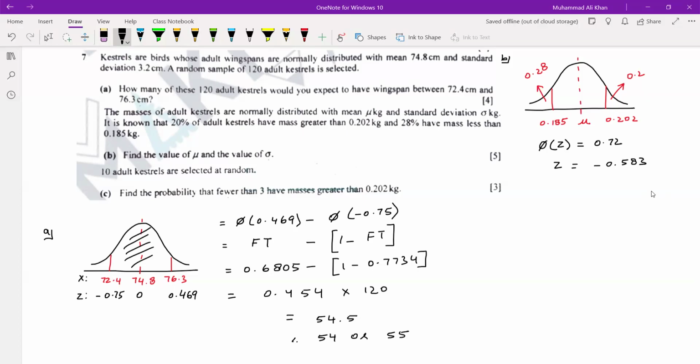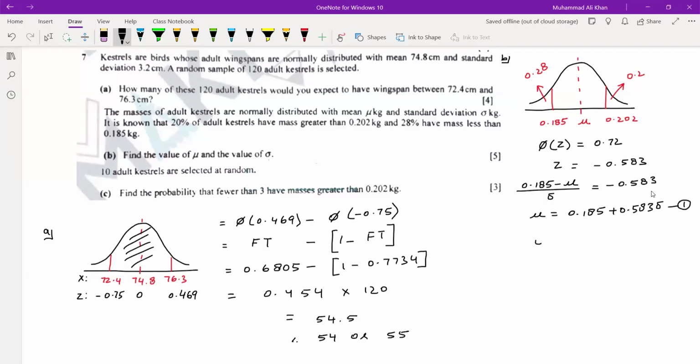And now X is 0.185, so (0.185 minus mean) upon standard deviation equals minus 0.583. And so mu equals 0.185 plus 0.583 times standard deviation. Let's say this is equation 1.